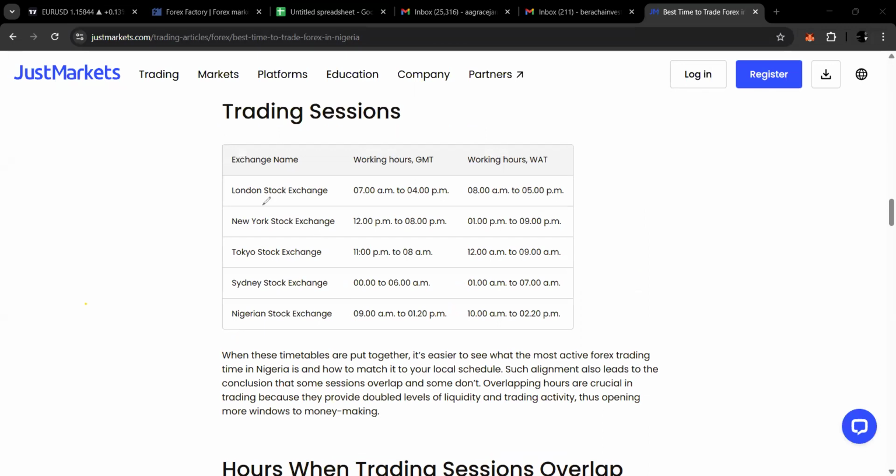So now, London Stock Exchange happens between 7 a.m. to 4 p.m. This is GMT, but we are in GMT+1. Okay, so New York Stock Exchange is from 12 p.m. to 8 p.m. Tokyo is from 11 p.m. to 8 a.m. and Sydney is from 12 a.m. to 6 a.m.